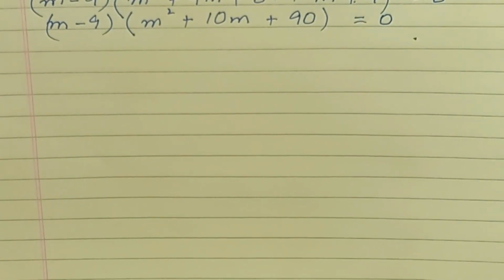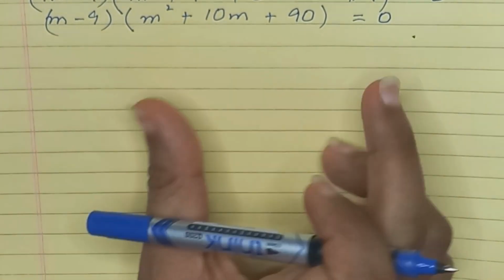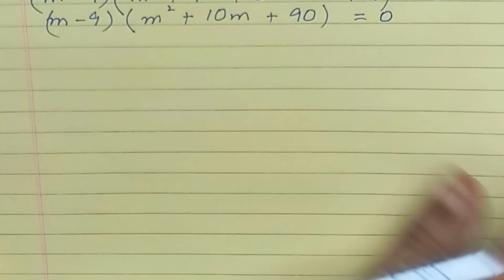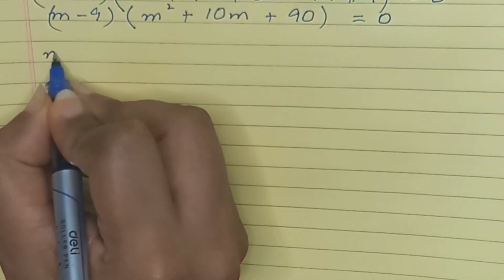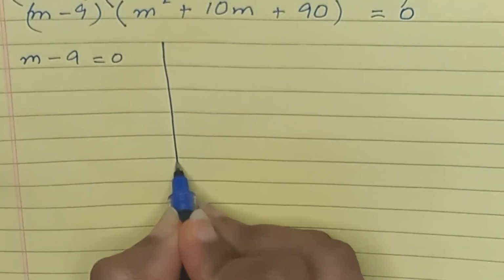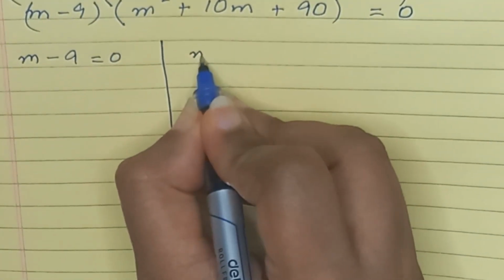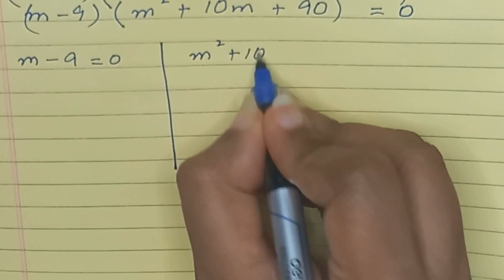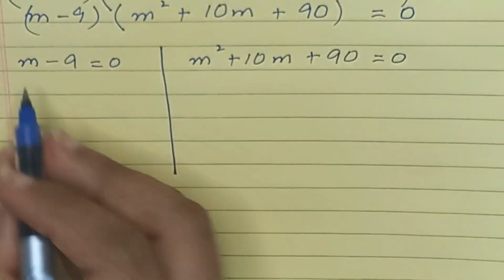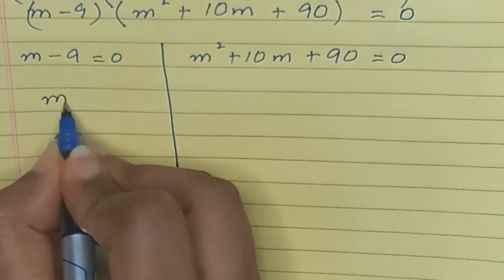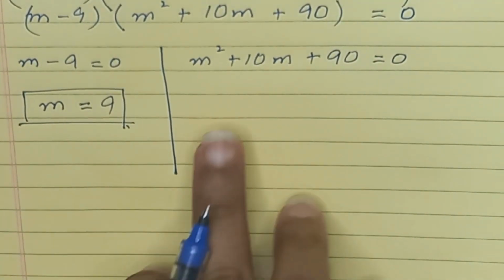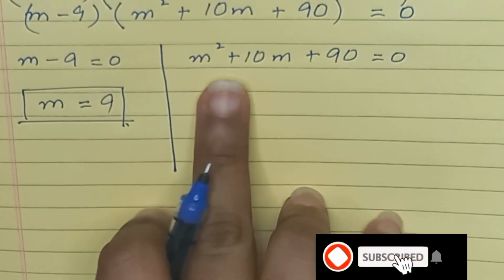So from here we have two factors, m minus 9 and this quadratic form, which are equal to 0. So here we have two cases: m minus 9 is equal to 0 and m square plus 10m plus 90 is equal to 0. From the first, we get the value of m, which is m is equal to 9. Now we will find the value of m from this quadratic form.